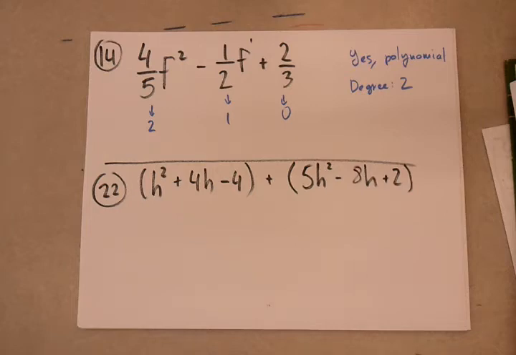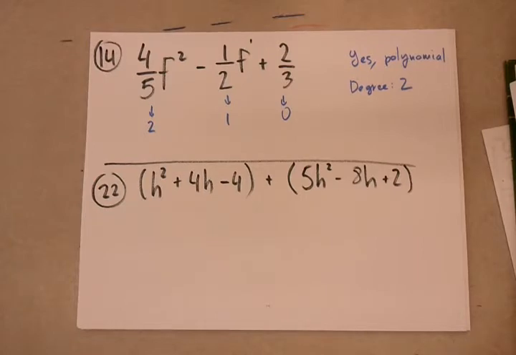So I'm going to be working out problems 14, 22, 26, and number 30 from the homework that you were assigned. I'll start with number 14. I already wrote it out here. Number 14 first asks you if this is a polynomial or not, and then it asks you what degree the polynomial is, and then you have to identify it as either a binomial or a trinomial.